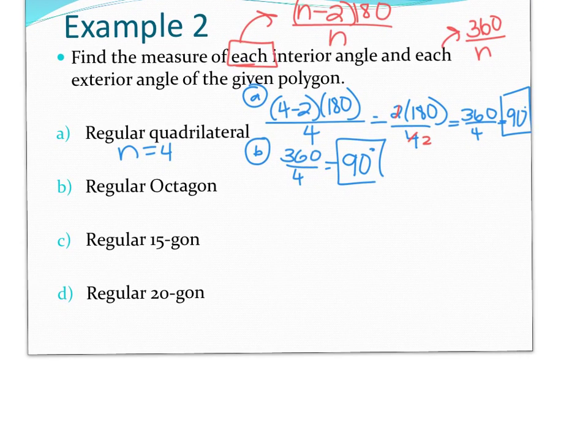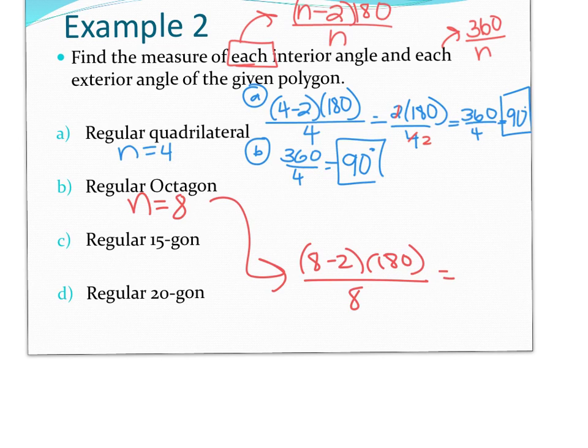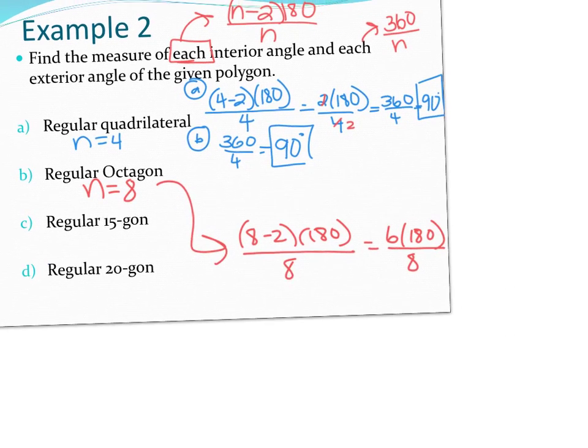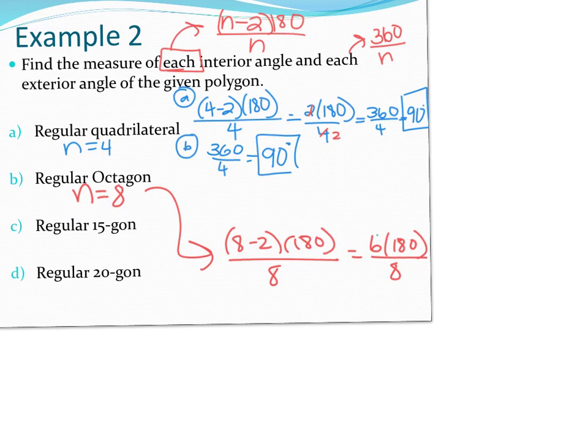Okay, an octagon. So we're doing the same thing, but this time n is 8. So 8 minus 2 times 180 over 8. 6 times 180 over 8. And again, I can either multiply out the top and then reduce, or I can reduce as I go, make them smaller numbers. So this would be 3 and 4. 540 divided by 4. 1, 3, 5. And then the exterior would be 360 divided by 8.